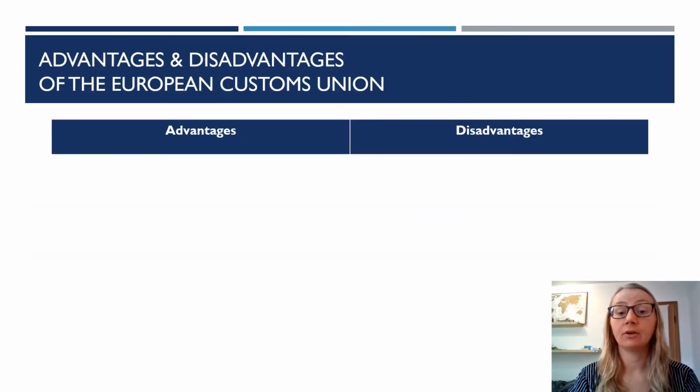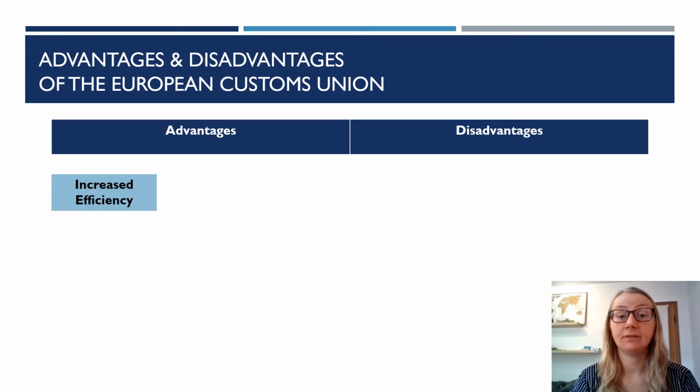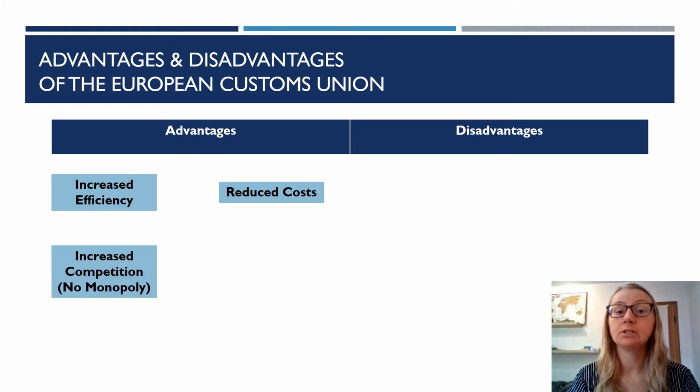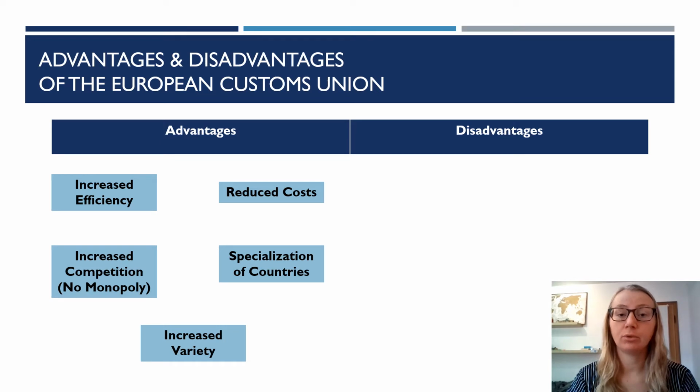So now let's have a look at the advantages and the disadvantages of a common market. First of all, the advantages. A first point is that there is increased efficiency. A second one is that there are reduced costs, on the demand as well as on the supply side. Another one is that there is no monopoly, so increased competition, and the countries are able to specialize, so they can go for economies of scale. Last but not least, there is an increased variety of products.